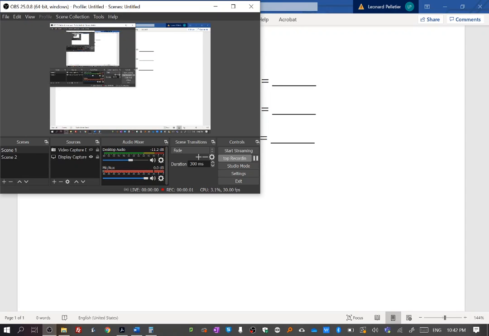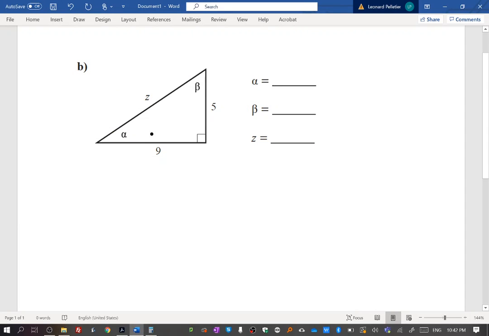All right, hello. Math 10. We're going to solve question 3b together. I know that some of this trigonometry stuff has been kind of confusing, so let's take a look and see if we can't make it make more sense.